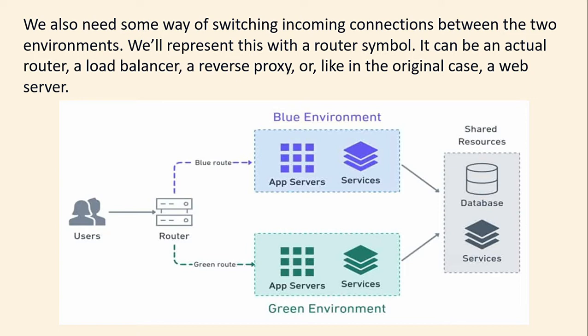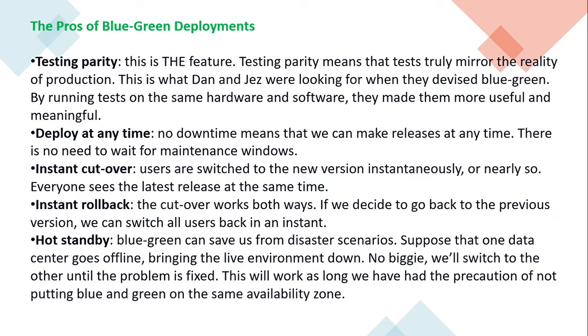We also need some way of switching incoming connections between the two environments. We'll represent that with the help of a router symbol or a proxy symbol. It can be a router, a load balancer, or a reverse proxy, or anything which can route the traffic from the blue environment to the green environment.